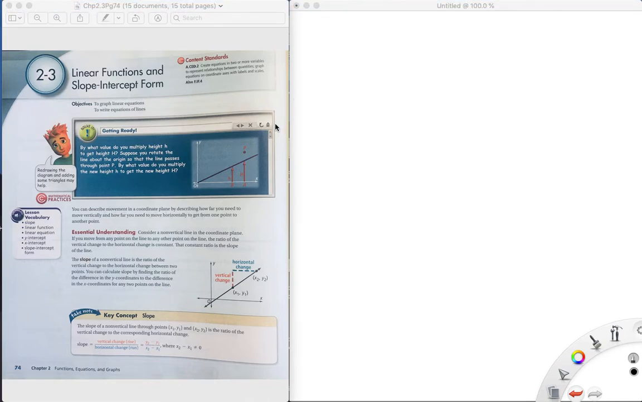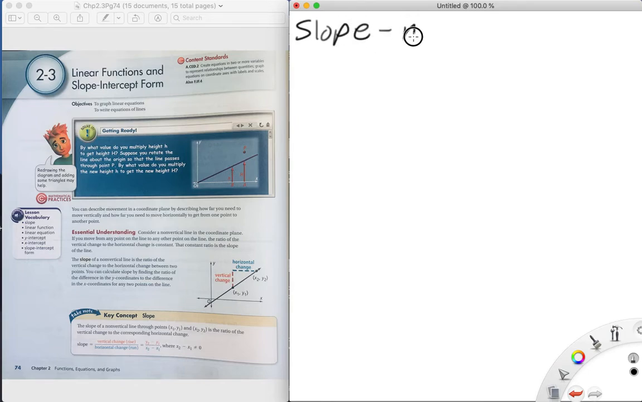Okay, so this is Algebra 2, Chapter 2, Section 3, linear functions and slope-intercept form. So, the first thing the book talks about is the concept of a slope, and the symbol usually associated with slope is lowercase m.